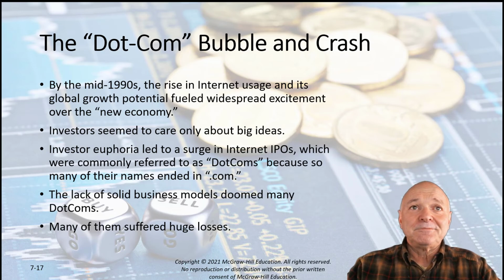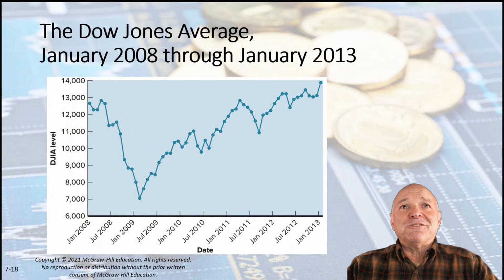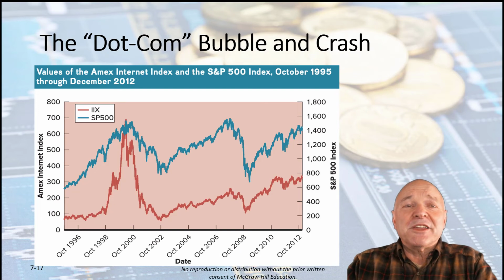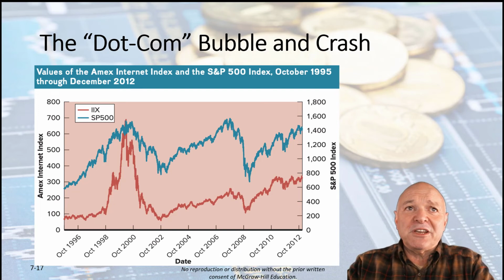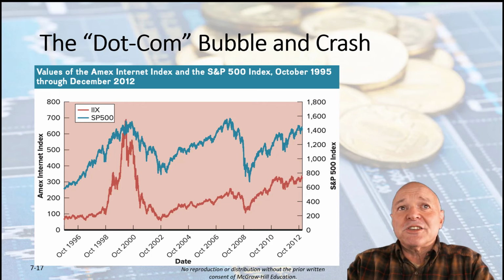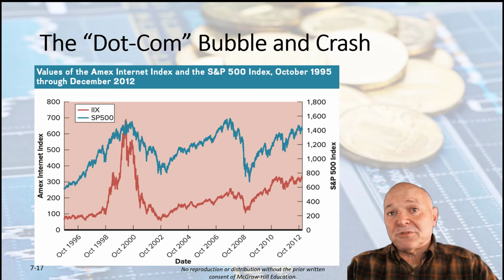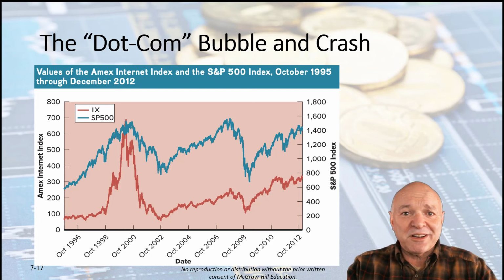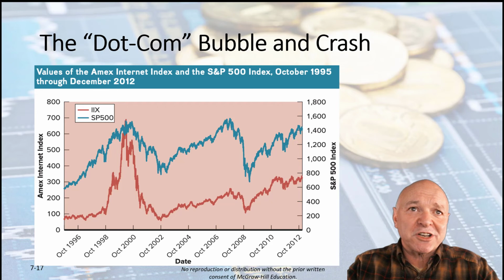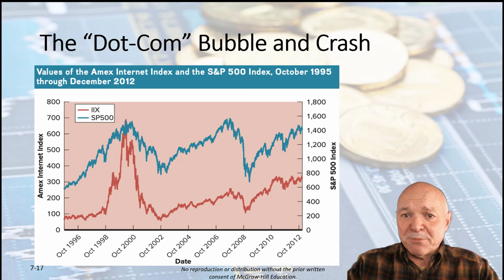crisis. We can see from this chart that compares the behavior of the IIX index, or the American Exchange Internet Index, the red line, to the remainder of the Standard & Poor's Index. And clearly, the Standard & Poor's Index did have a bad time because of cross-listings or inclusion of many of those internet stocks, but internet-specific companies were by far the worst hit.